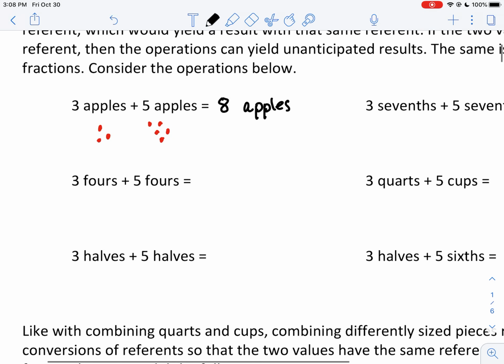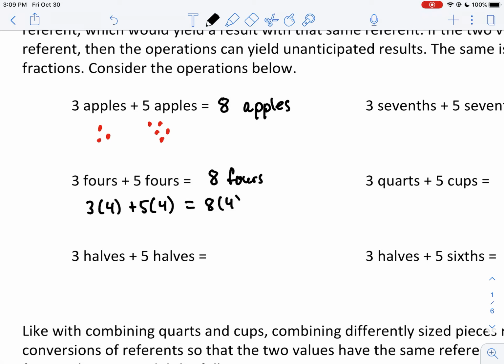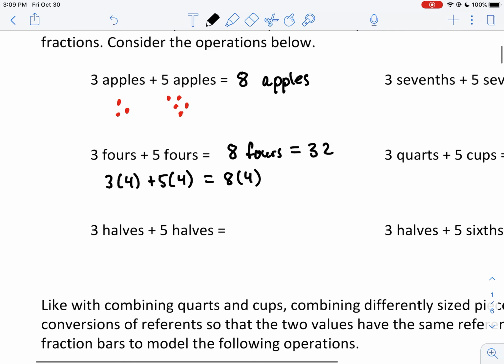3 fours plus 5 fours. Well, that just makes 8 fours. All the units are the same. Or you could look at this more mathematically, right? 3 fours plus 5 fours equals 8 fours. And 8 fours, when you put them all together, gives you 32. 3 fours is 12 of something. 5 fours is 20 of something, assuming they're the same things, right? That gives us the 32 of that thing. But 3 fours and 5 fours just make 8 fours.